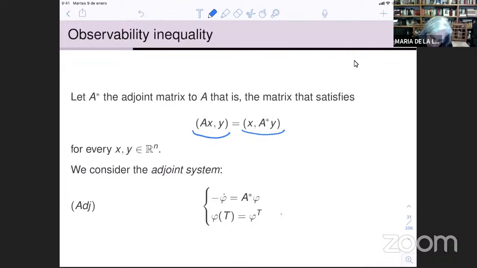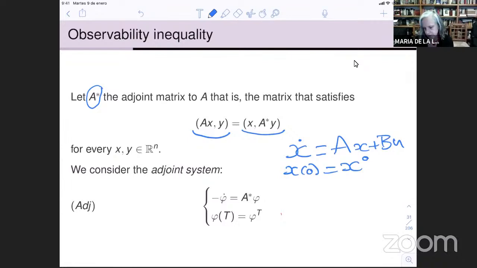But I need to write it as the adjoint because this is going to be used when working with partial differential equations, okay? So I'm going to consider the adjoint systems. So recall, we want to control x dot equal to Ax plus Bu, x of zero equal to x zero, okay? So I'm going to consider the adjoint system to this one.